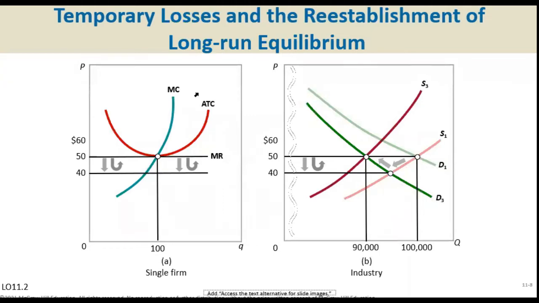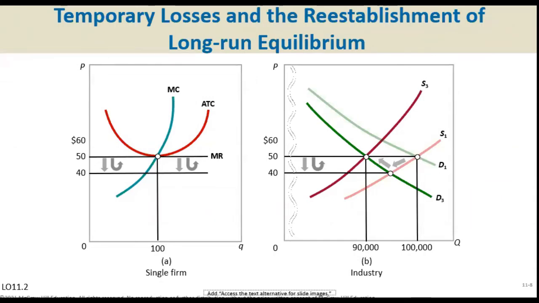So if we look at the case of temporary losses and the reestablishment of the long run equilibrium, you see that if there's a temporary loss on the market, what's going to happen is a decrease in the demand, from D1 to D2, and a lower price will drive some competitors away from the market.